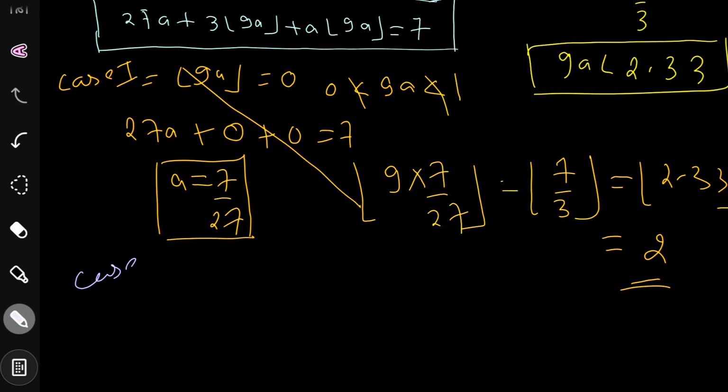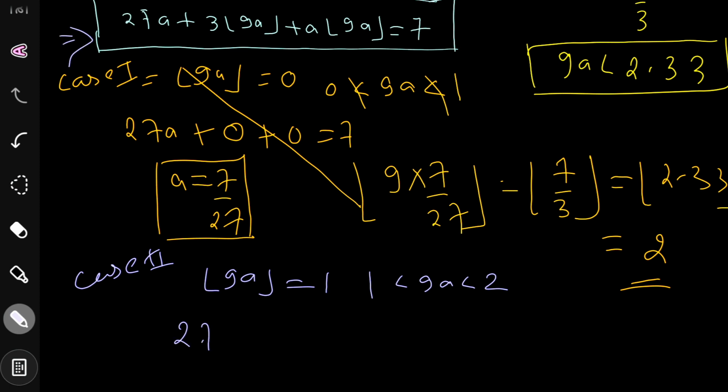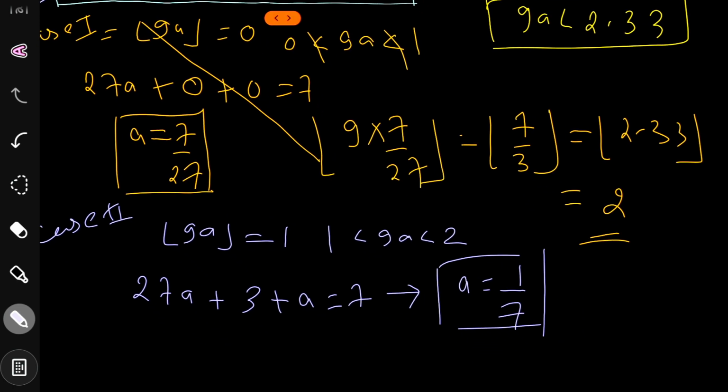Now let us see the second case where we have the floor value of 9 times a equals to 1. This means 9 times a is greater than 1, smaller than 2. So for this value, this equation will turn out to be 27 times a plus 3 plus a equals to 7. Now when we simplify this equation, we get the value of a equals to 1 upon 7.